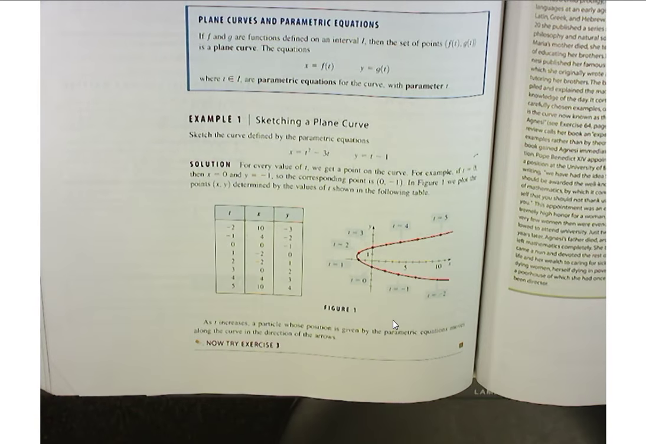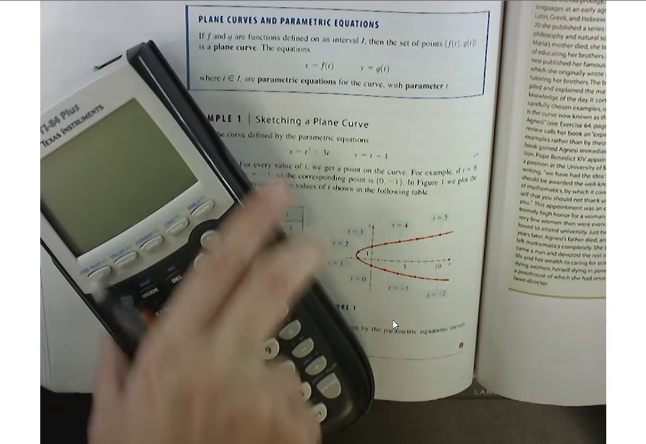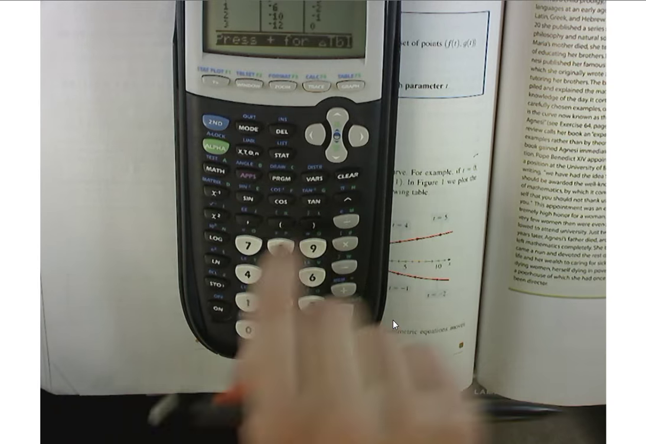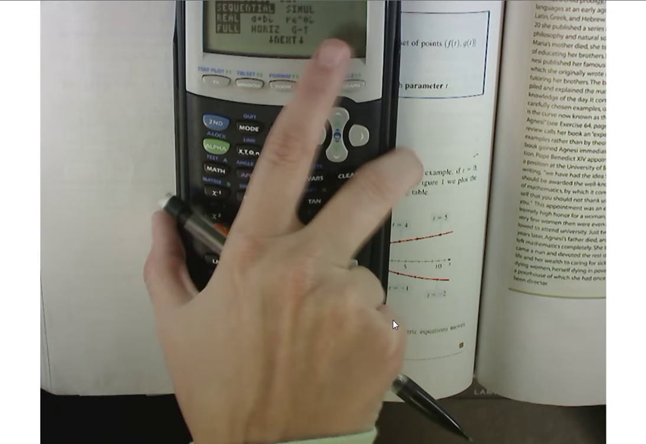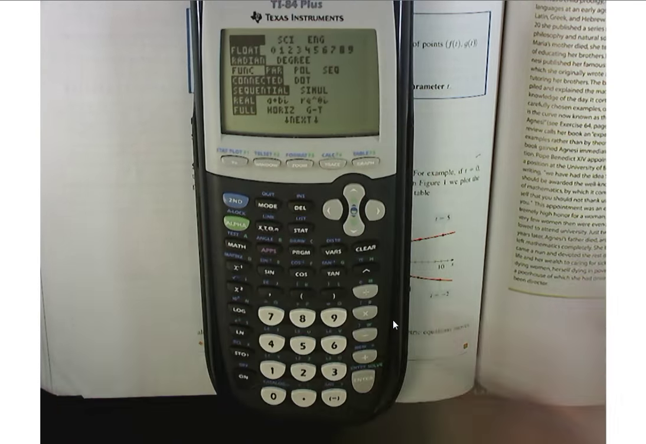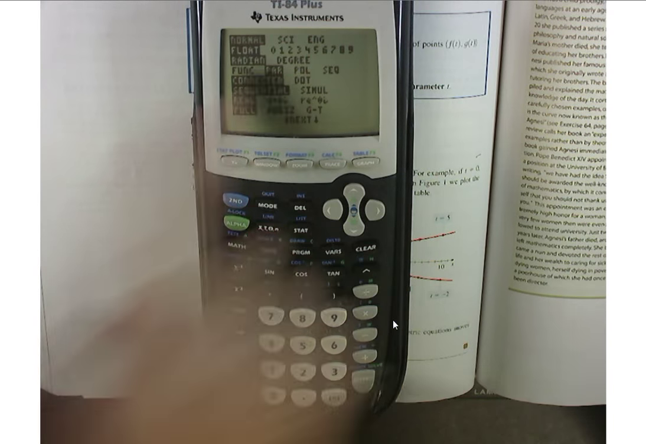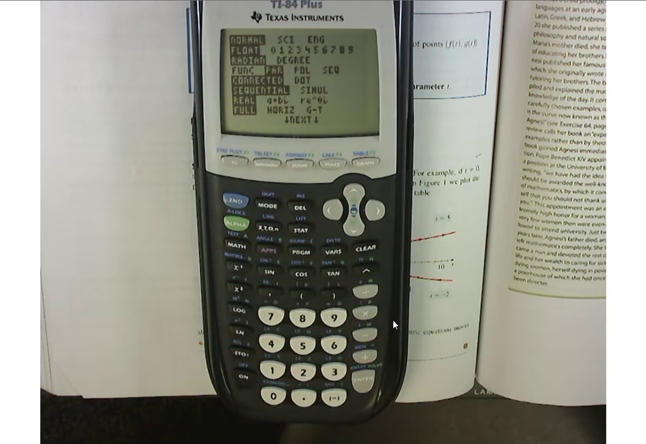On your note sheet, I said that the first thing you have to do on your calculator is what? Yeah, you have to change your mode. If you go to mode, you are now going to choose parametric, which on some of yours might just be abbreviated as PAR.